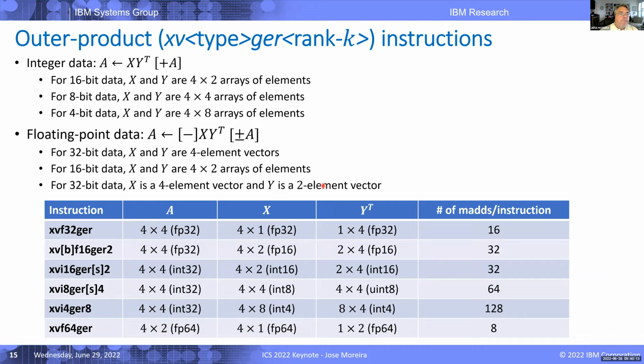I think the instructions actually have this form: they always begin with XV, extended vector. The type tells you if it's a 32-bit float or a 64-bit float. It's a GER, right? That's from the BLAS. It's a GER operation, and then the rank. So for 32-bit, it's a rank 1. For 16-bit, it's a rank 2 update. For 8-bit, it's a rank 4. For 4-bit, it's a rank 8.